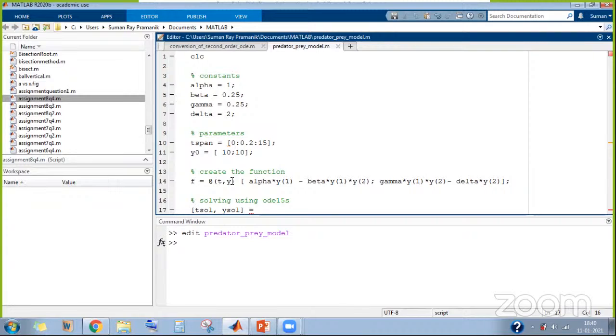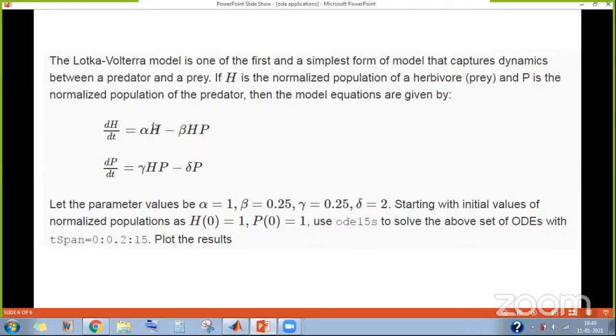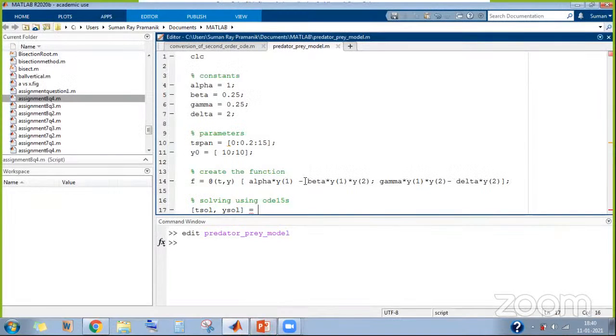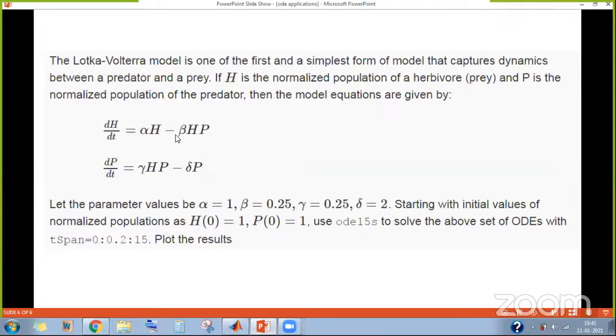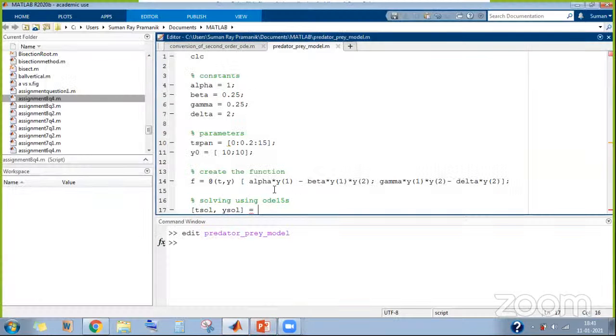And the second argument I have used is y, and I am stating that this y over here is a matrix, and it has two elements. The first element is my capital H, which is the normalized population of the herbivore, and my second element of y is the capital P, which is the normalized population of predator. So when I am creating this equation, my equation goes something like that: alpha into h minus beta into h into p. So I have written alpha into y of 1 because I am stating that my y is a 2 cross 1 matrix where the first element is the h and the second element is the p.